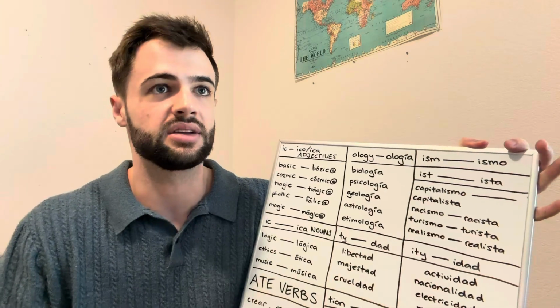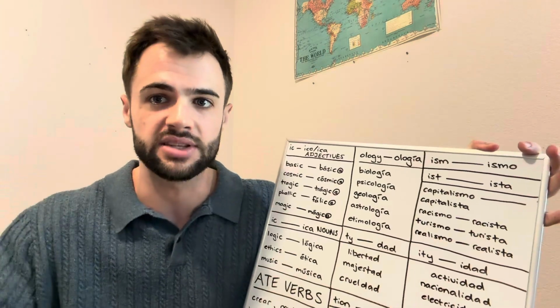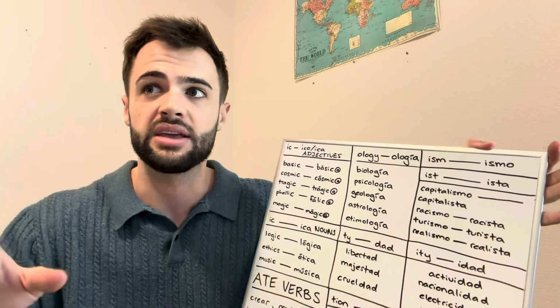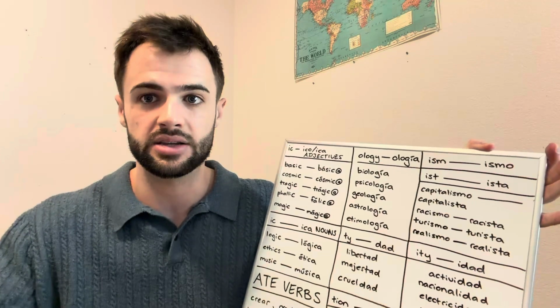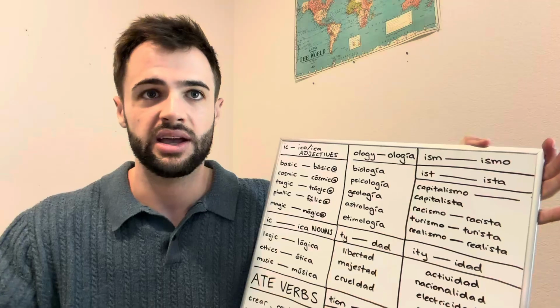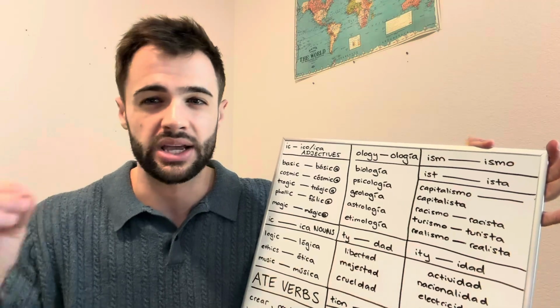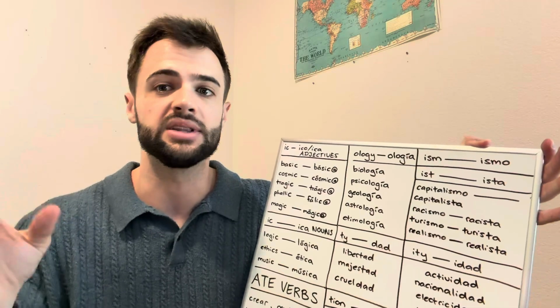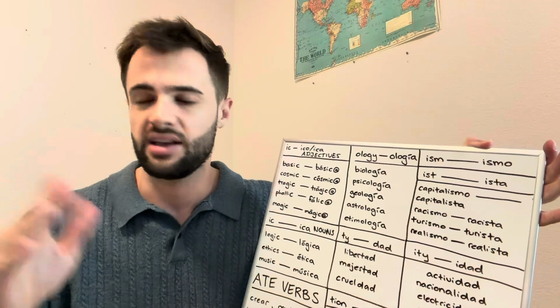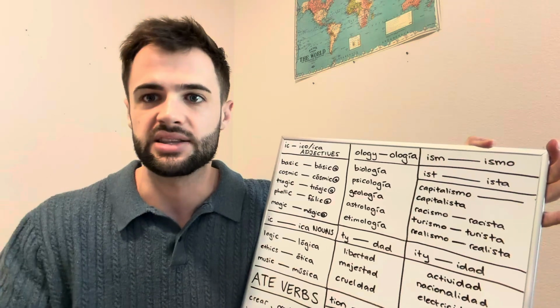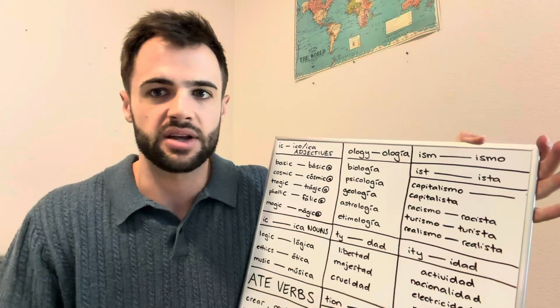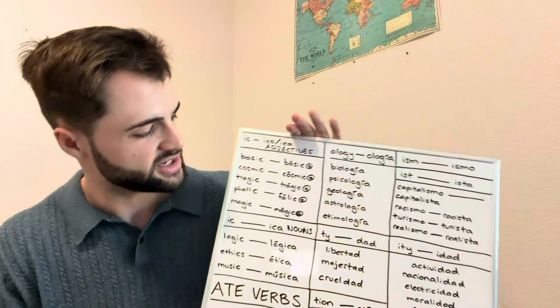So if you want to say something, not a person is a realist, but rather a thing, something is realistic, you would say realista. Esa película es muy realista. That movie is very realistic. But you wouldn't say esa película es muy realística, because realístico is not a word in the Spanish consensus.